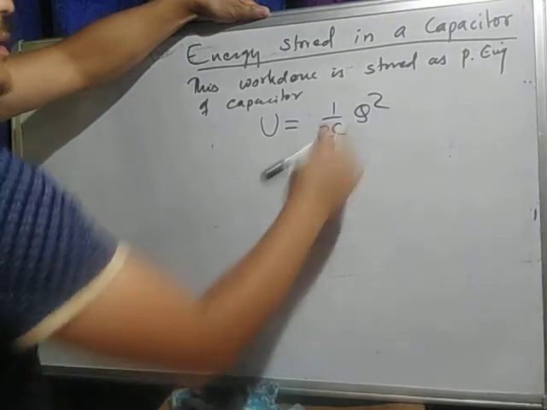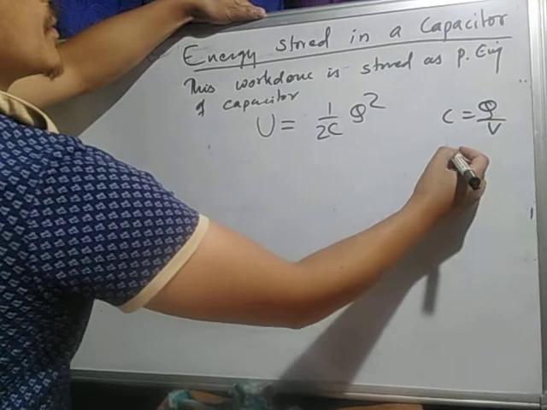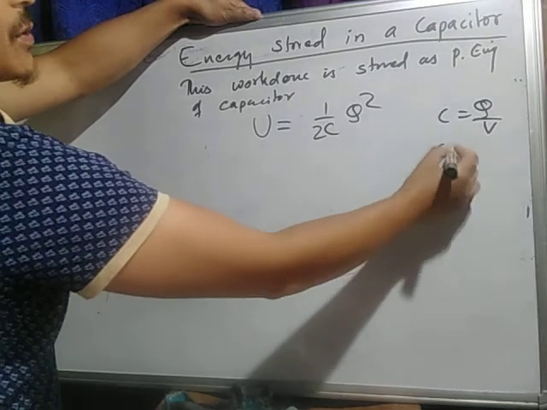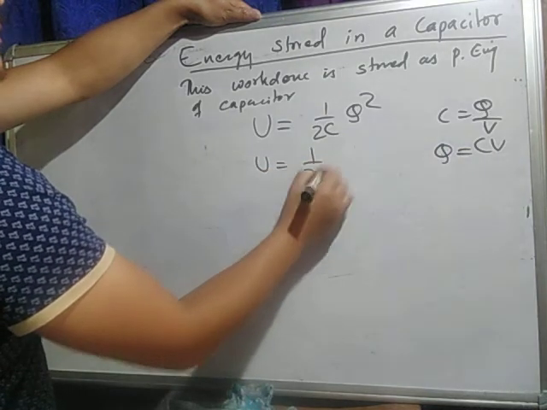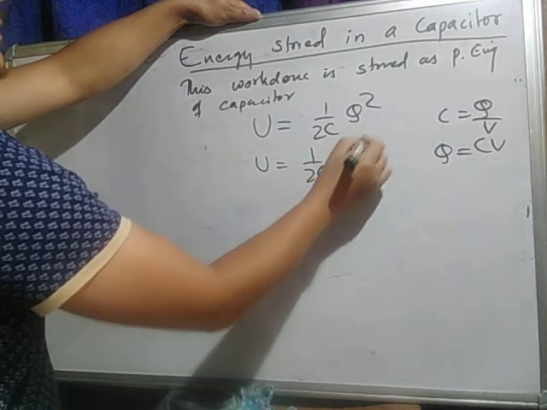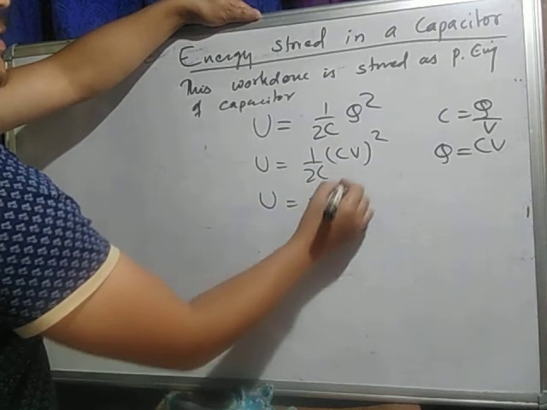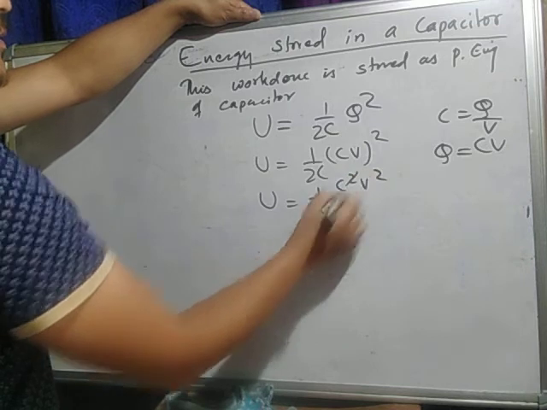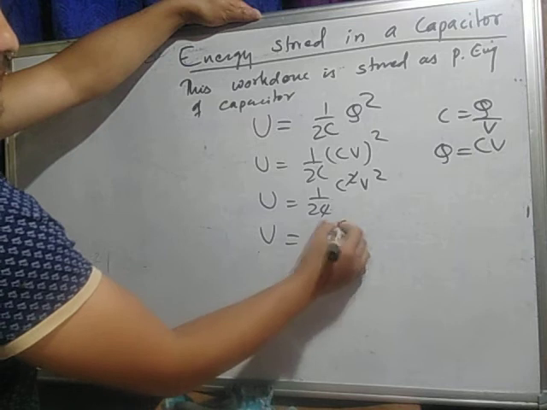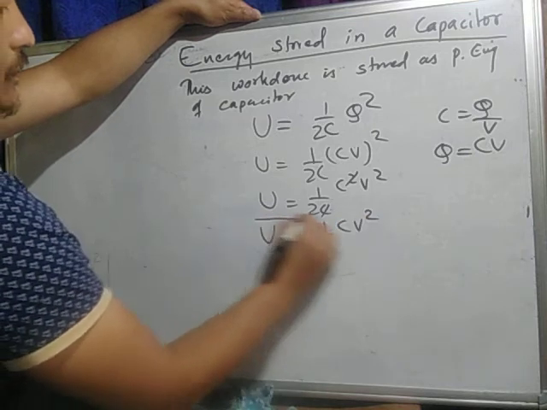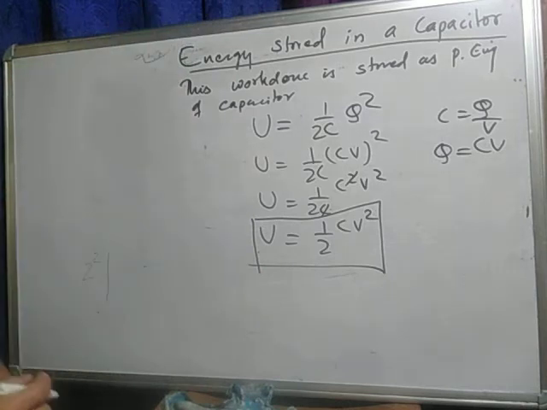So you can replace this Q. C is equal to Q by V, so Q equals to CV. So U equals to half C square V square by C. So C cut, left half CV square. So this is your energy stored in a capacitor.